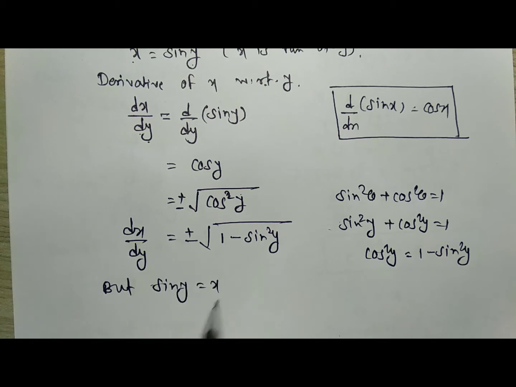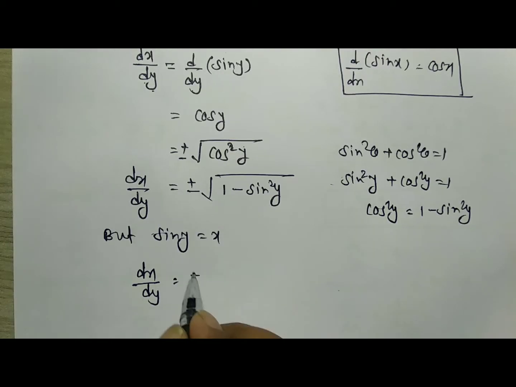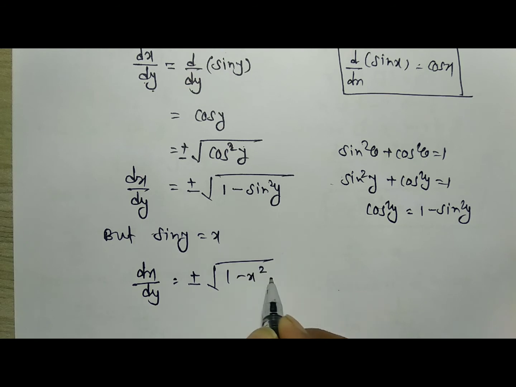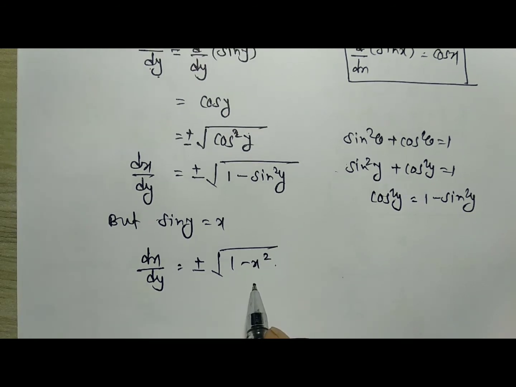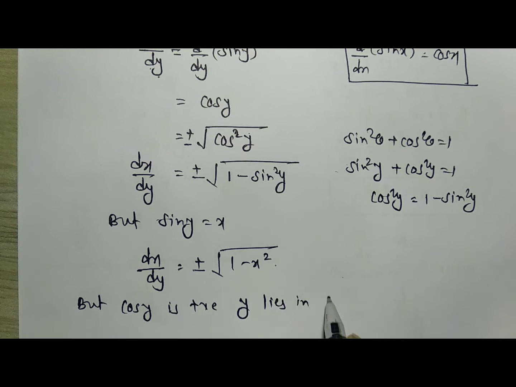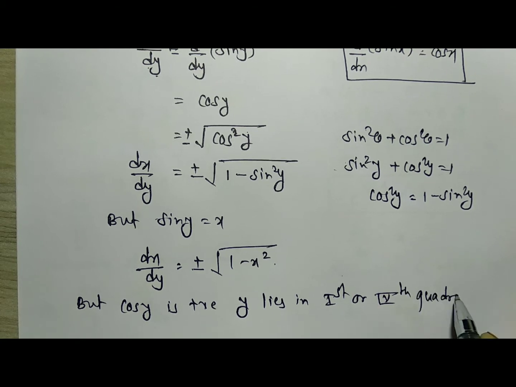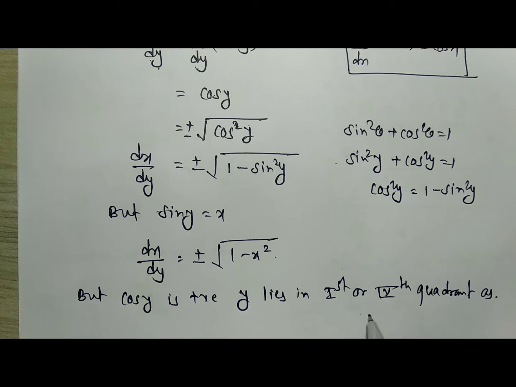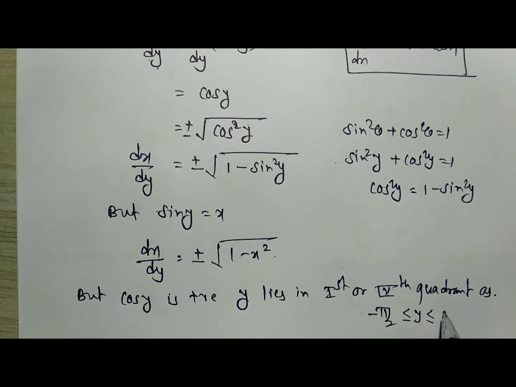But sine y is equal to x, and putting this value inside this, you will get dx by dy is equal to plus minus square root of 1 minus x square. Cos y is positive, and therefore y is present in the first or fourth quadrant, as minus pi by 2 is less than y is less than pi by 2.